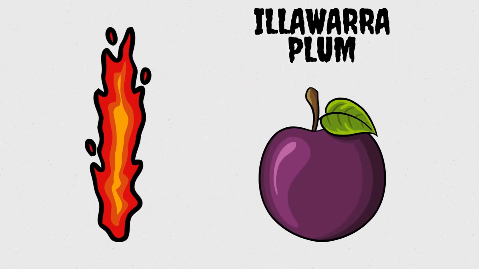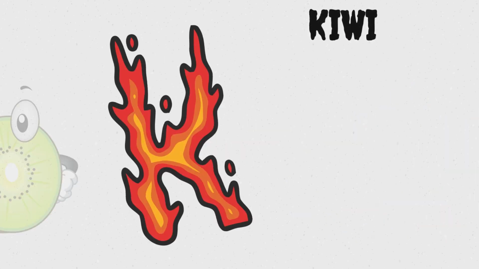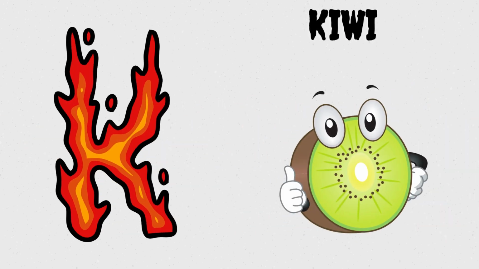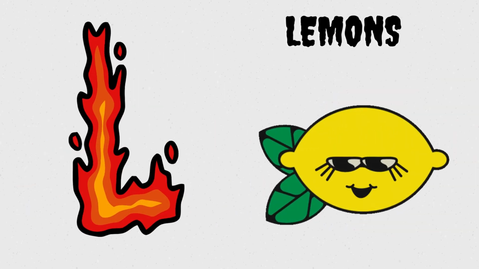I is for Illawarra Plum. I, I. Illawarra Plum. J is for Jackfruit. J, J. Jackfruit. K is for Kiwi. K, K. Kiwi. L is for Lemons. L, L. Lemons.